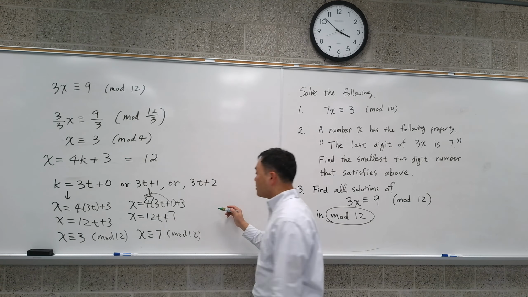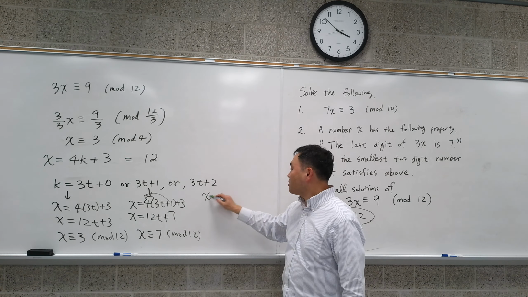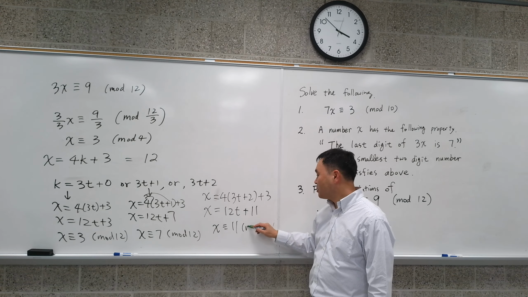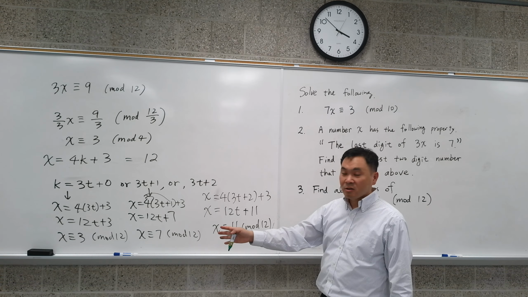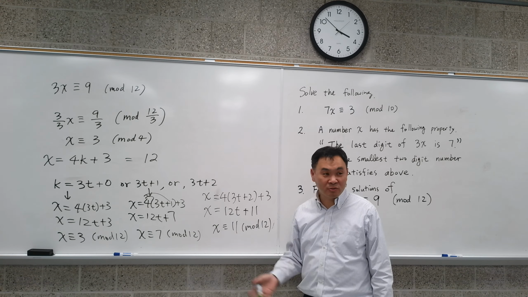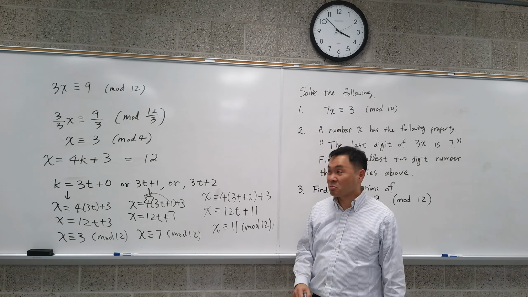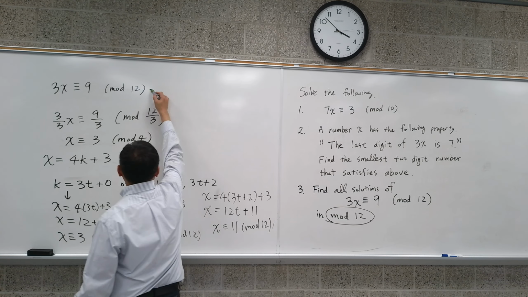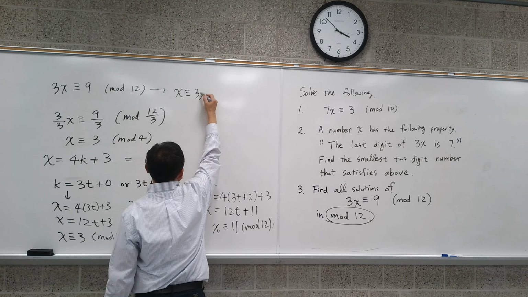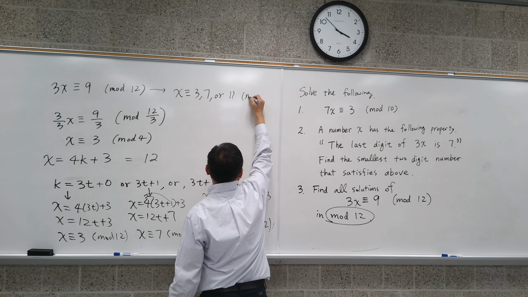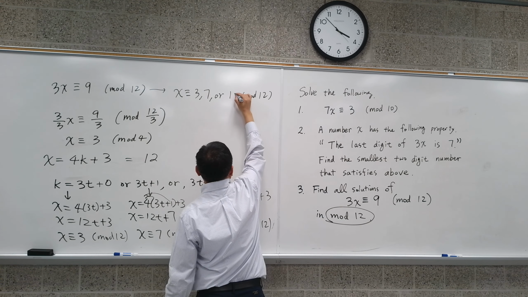And in this last case, x is equal to 4 times (3t plus 2) plus 3, and that means x is equal to 12t plus 8 plus 3, which is 12t plus 11. So that means x is congruent to 11 mod 12. So this way, you've basically proved that there are only 3 possible solutions to this equation. So the solution is that x is either 3, 7, or 11 mod 12.